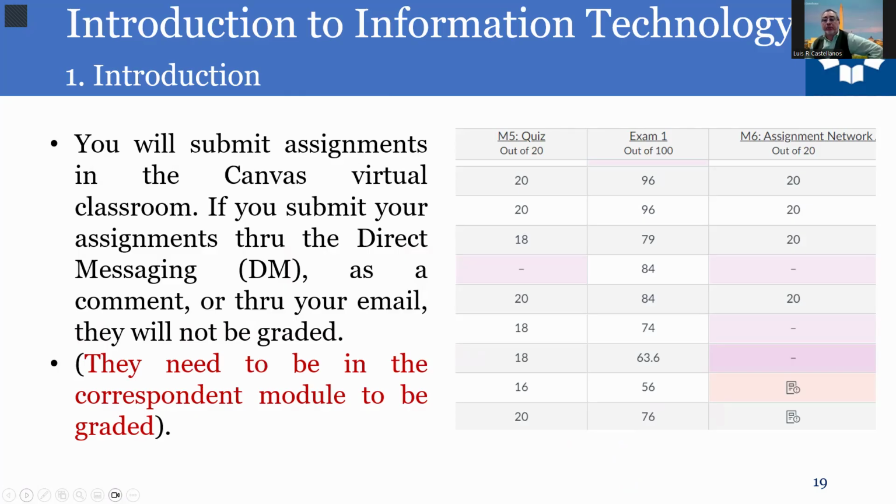They need to be in the corresponding module to be graded. Canvas tells me when I have to grade something. If you don't upload it as it should be, then it's not going to tell me that I have to grade it. So if you do it the right way, I'm going to see that icon over there, and that tells me that that's something that I have to grade, I have to check.